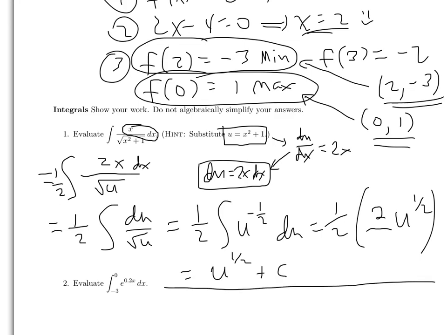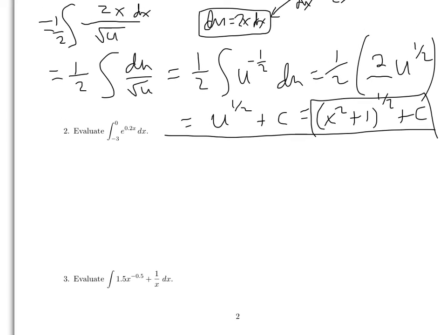In polite company, we like to give the answer in terms of the same variable as the question. So the question had an x in it, so I'd much rather this not have some made-up variable. And remember, u is x squared plus 1, so I can just make that change. So instead of u to the 1/2, this is x squared plus 1 to the 1/2 plus c. Okay.